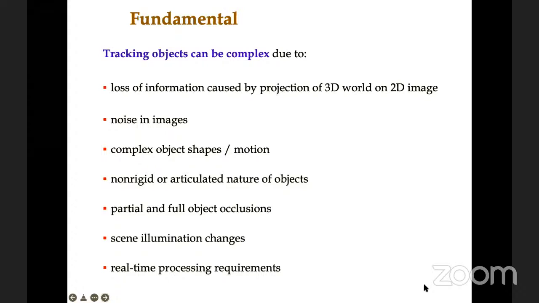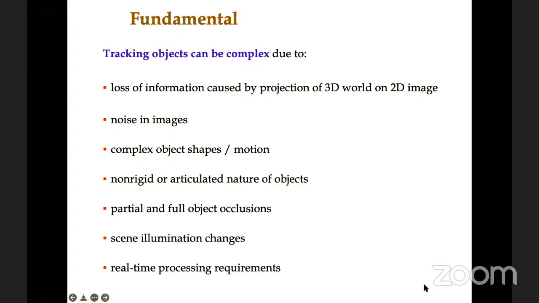One more thing, non-rigid or articulated nature of the objects. If the object has an articulated nature like human beings, then the tracking will be based upon the individual parts. It will be more of an activity. And if it is a solid thing, which is rolling or like this, then it is a different thing. So then the problem of tracking may be a little less complex. Partial and full object occlusions.